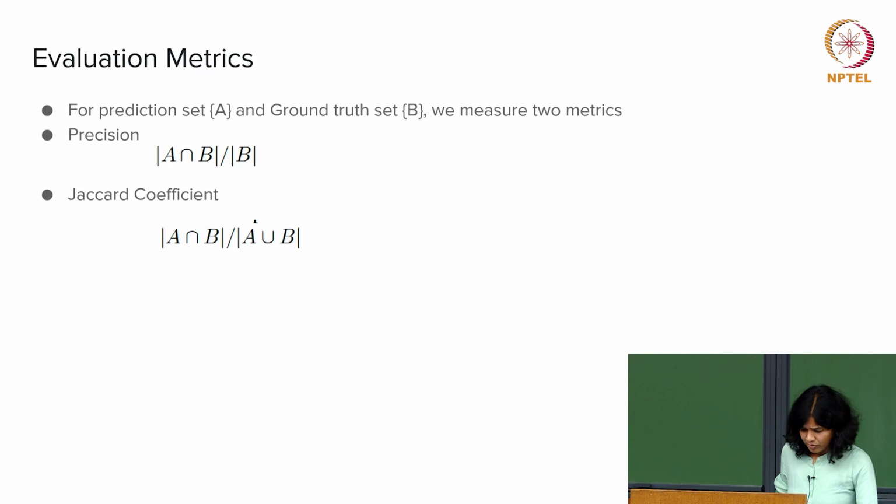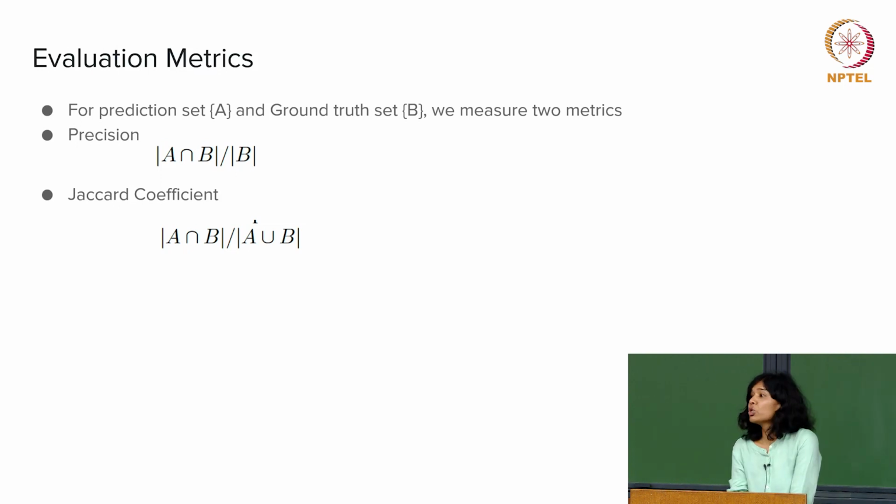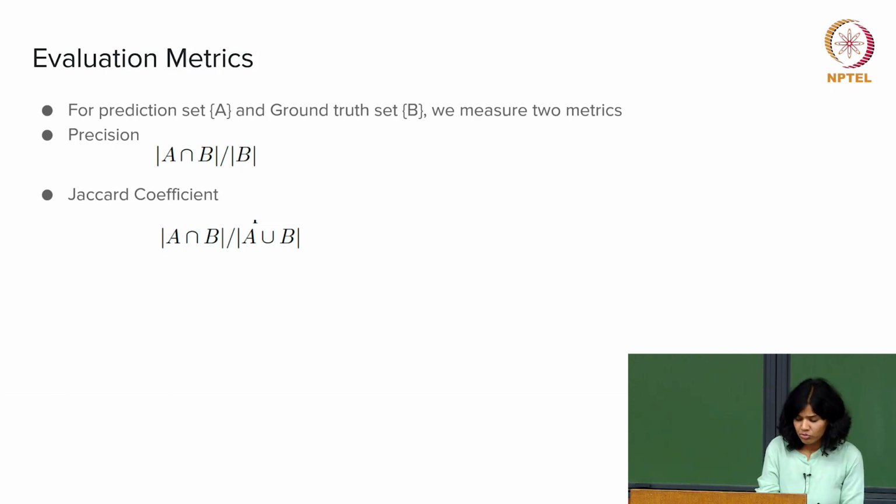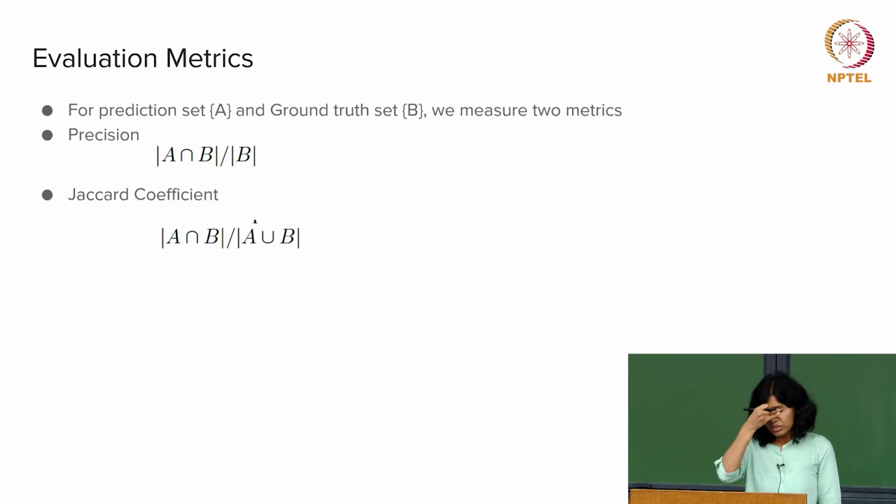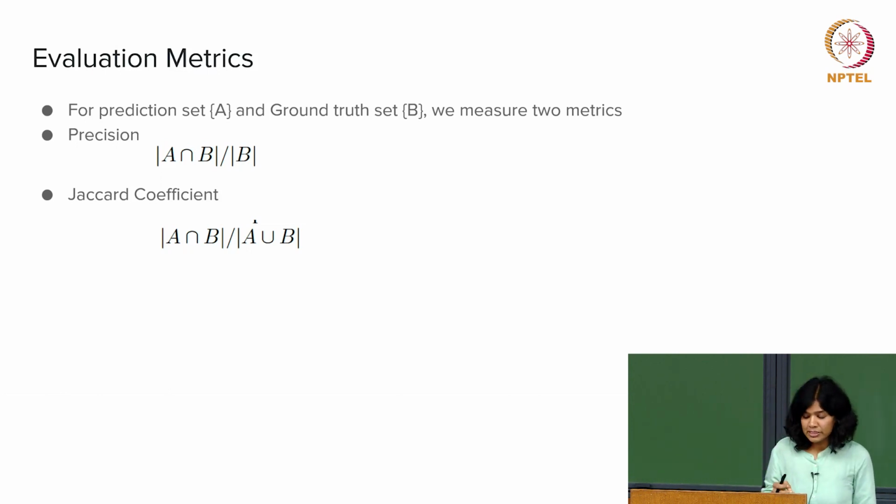And we were measuring performance. How do we measure the accuracy? What are the performance metrics? There are two ways we are doing it. One is the precision, and the other is the Jaccard coefficient. Precision is basically the ratio of the correct ones. And the Jaccard coefficient is the intersection divided by the total of them.